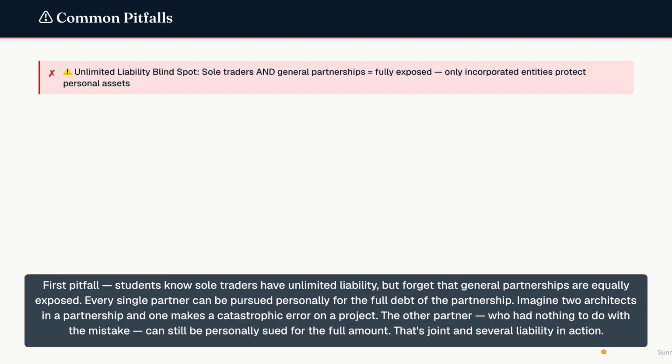Imagine two architects in a partnership and one makes a catastrophic error on a project. The other partner, who had nothing to do with the mistake, can still be personally sued for the full amount. That's joint and several liability in action.